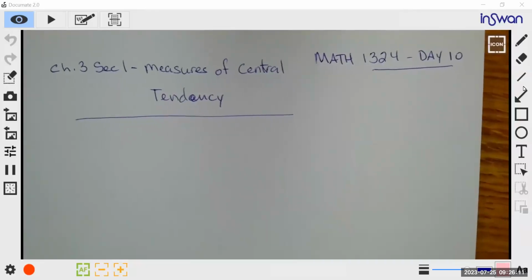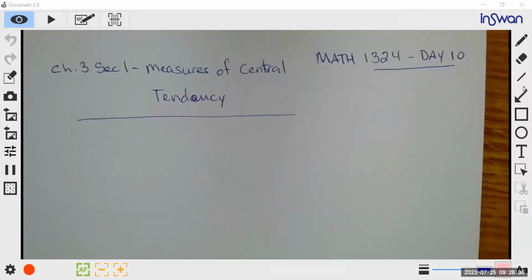All right, let's start chapter 3. This chapter 3, section 1. The way the book titles this section, it calls it measure of center, which is not correct. It should be titled measure of central tendency. What that means is how your data works around being around a center number. And that's what this first section is about.